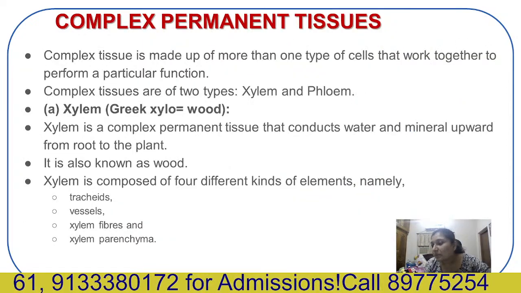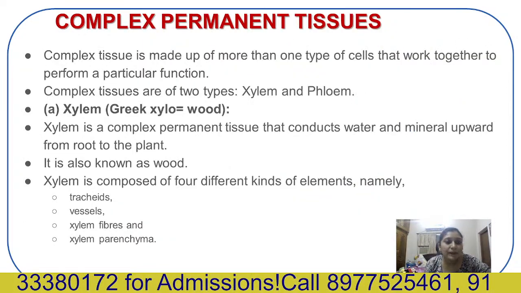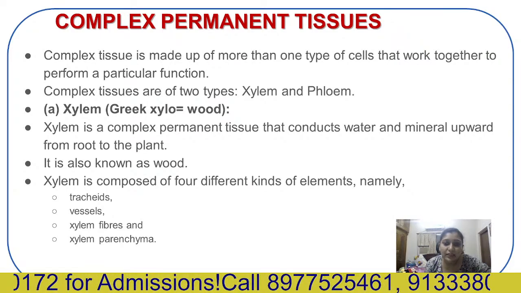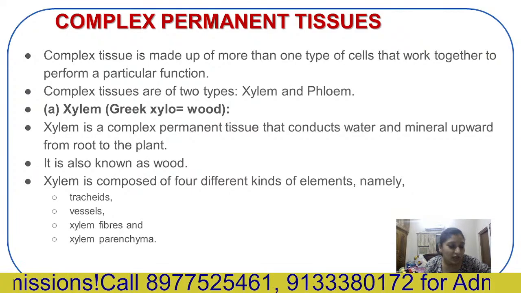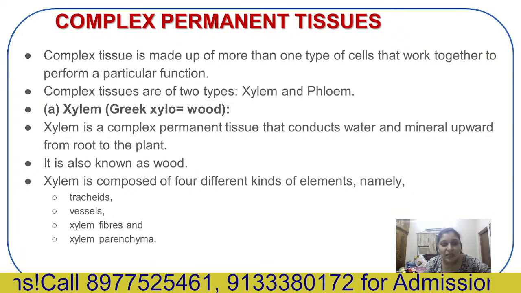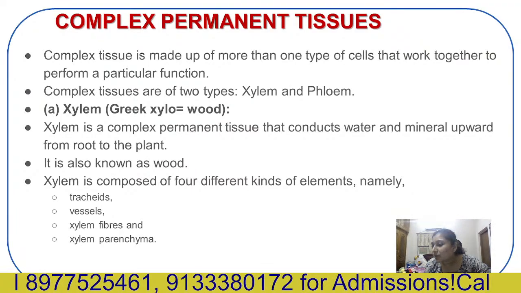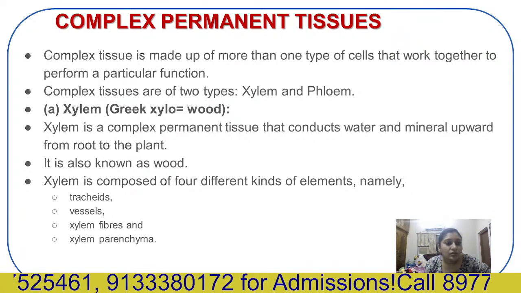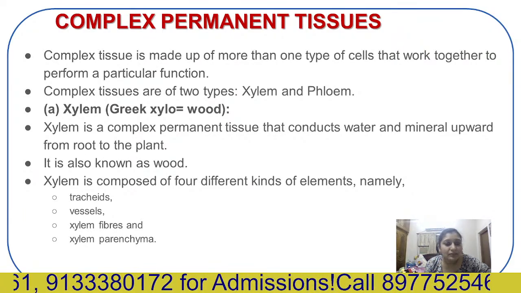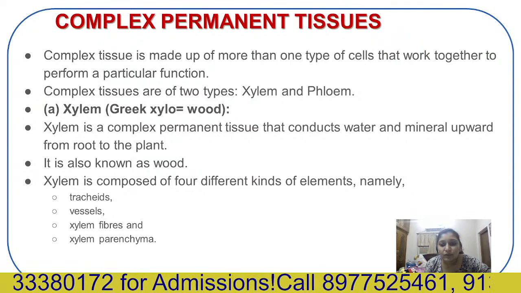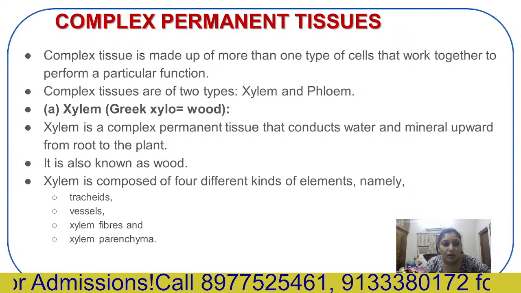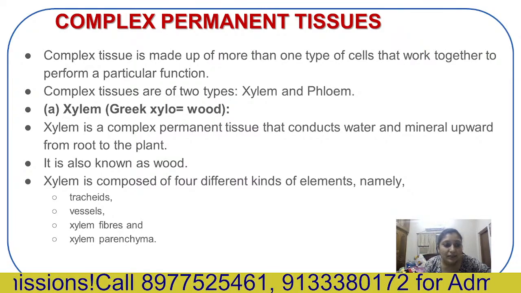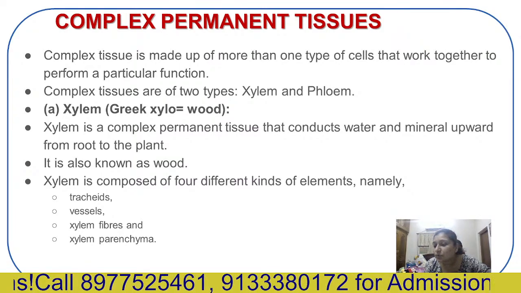Then complex permanent tissue. Complex tissue is made up of more than one type of cells that work together to perform a particular function. So different shapes, though working for the same function. Xylem is a complex permanent tissue that conducts water and minerals upward from the root to the plant, and it is also known as wood.